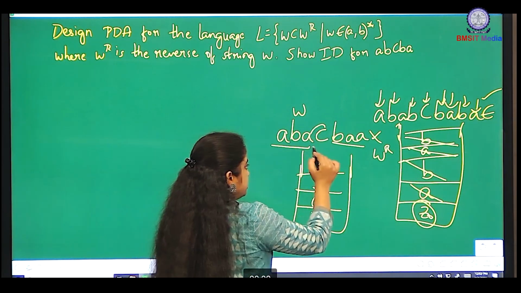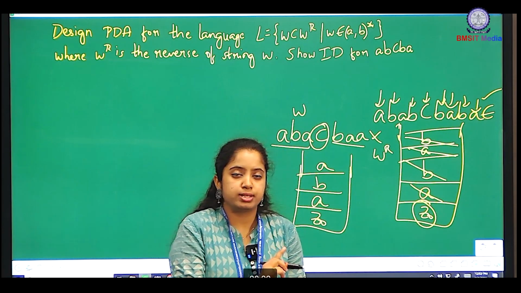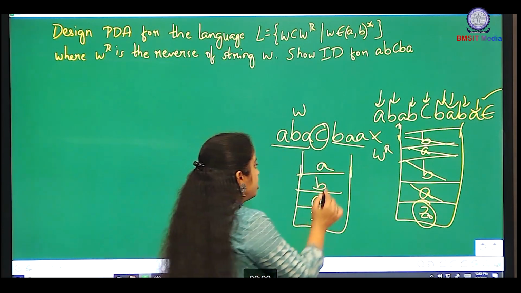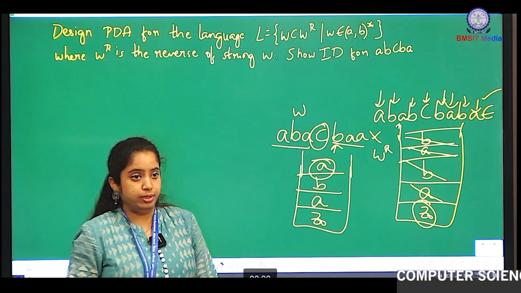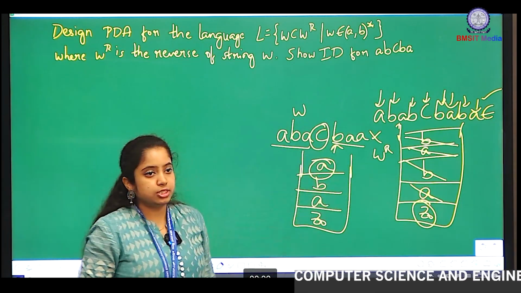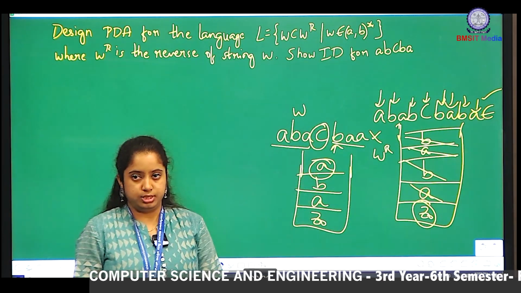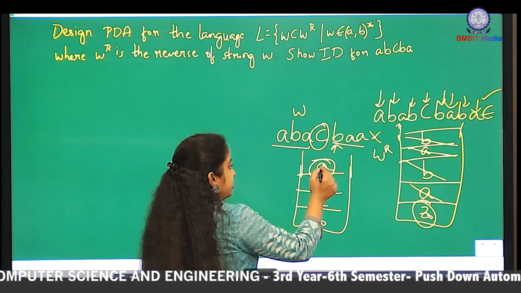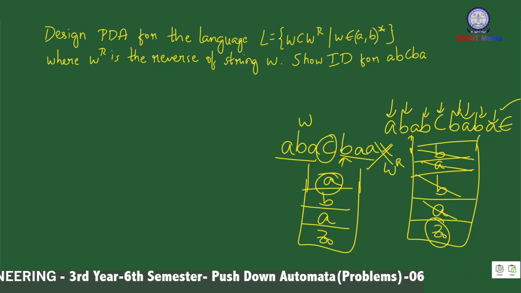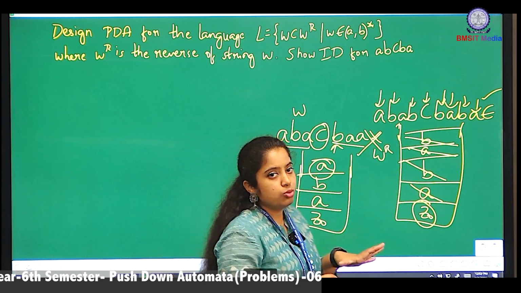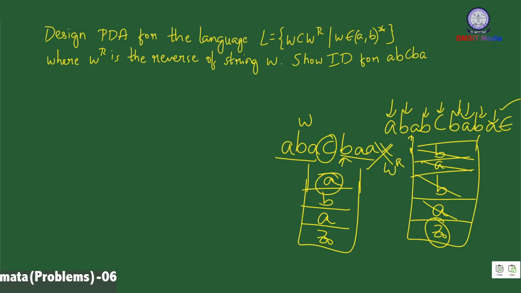Now it encountered C. So next, whatever element it reads, if the corresponding element is present, then it will start popping. So you are reading B, but A is the top stack element. So you should not accept this, and this will not work. You will not accept this by the PDA. So this is how you have to design the PDA for the given language.